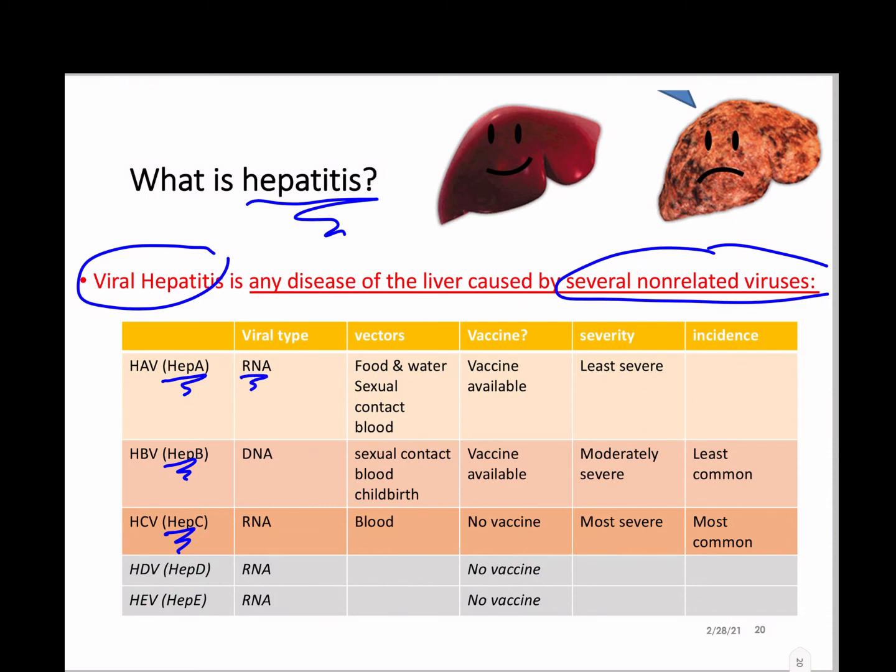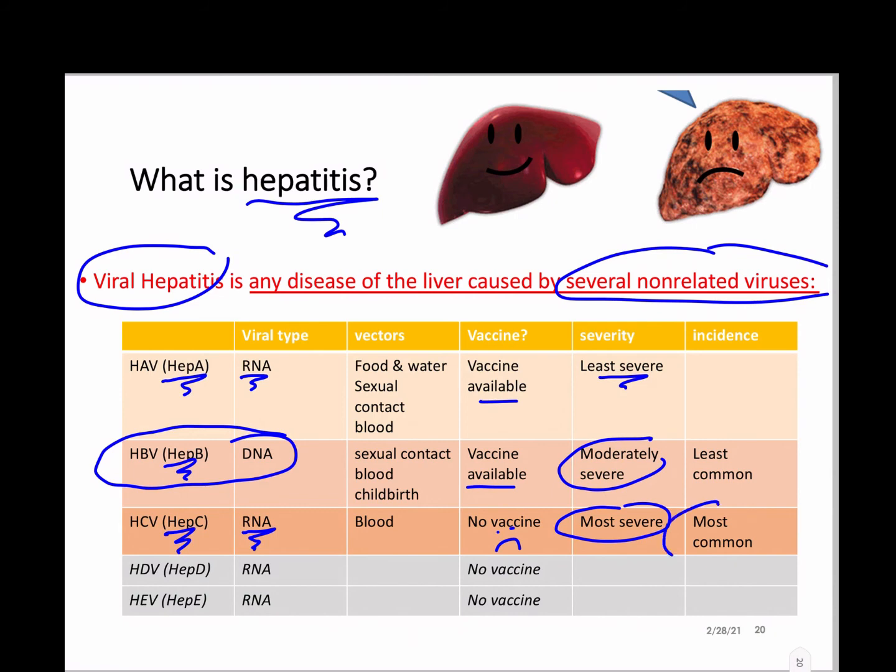So Hep A was an RNA virus, as was Hep C, which we talked about, and Hep B here is a DNA virus. Hep A and Hep B have vaccines, whereas Hep C did not. And while Hep A wasn't real dangerous, Hep B can be moderately severe, and Hep C is the most severe, and unfortunately the most common because of those baby boomers. So I want you to remember that although we call them hepatitis viruses because they all cause liver damage, they're unrelated to each other. And because they're unrelated, they can be transmitted differently. A drug for one isn't going to work for the other, and a vaccine for one isn't going to work for another.